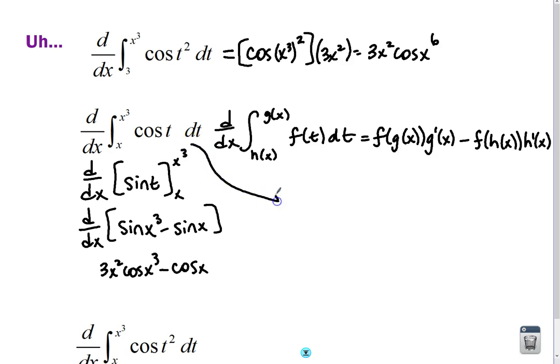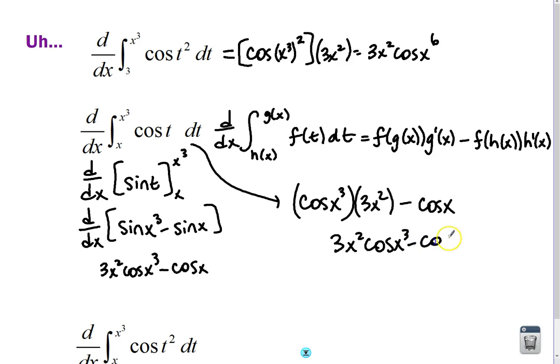If I were to try to do this one using my shortcut, I would say cosine of x cubed times g prime, so 3x squared, minus cosine of x times the derivative of x, which is just 1. This still works out to be 3x squared cosine x cubed minus cosine x. So these end up being the exact same thing. This was the long version, and this is using the shortcut: if you have two bounds that are both non-constants, both functions in and of themselves, then you can just subtract them.